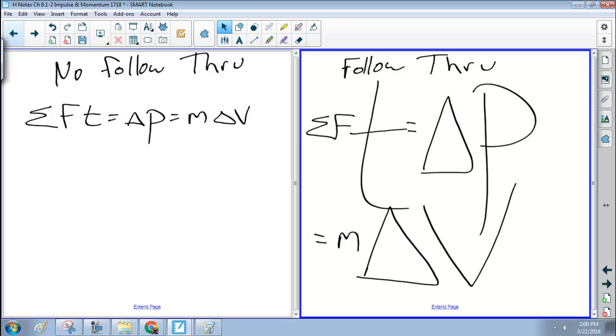That's what I'm asking. Why is the force constant? Why didn't the force change? Why didn't making the time bigger make the force smaller? An idea? How is this example, following through when you hit a golf ball or a baseball or something, how is that different from dropping a watermelon onto the ground?